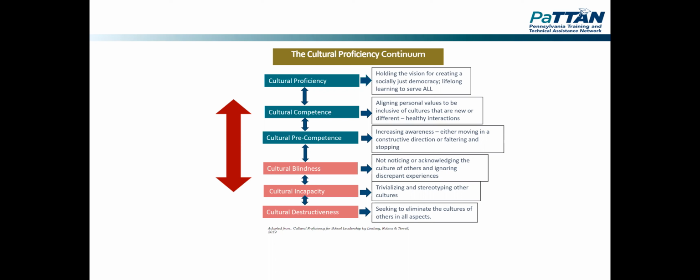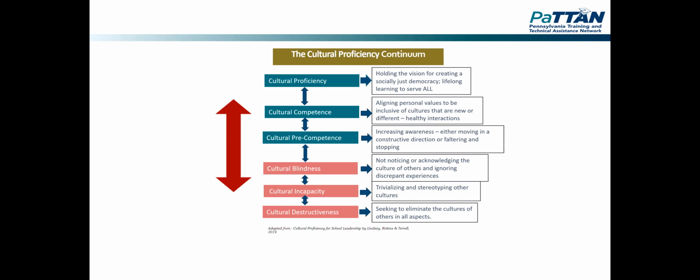When we move towards the middle of the continuum, you'll notice cultural blindness, which is not noticing or acknowledging the culture of others and ignoring discrepant experiences. So, this would be items like, from an individual standpoint, I don't see color, I just see you for who you are, which again is something to be considerate of because even if our intentions are good, which is why this sits in the middle, the impact means something different to the person that's receiving that message. And so as a black woman, if someone tells me they don't see color, it's essentially erasing the part of me that makes me who I am.